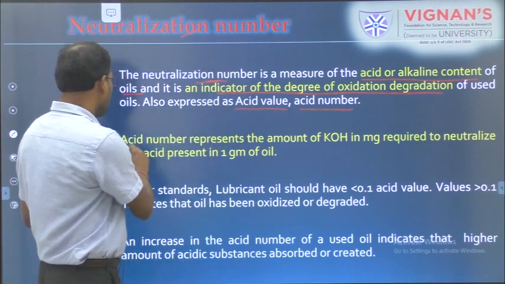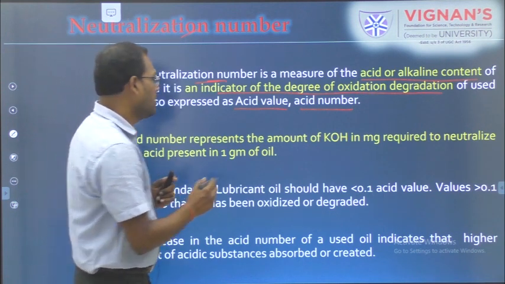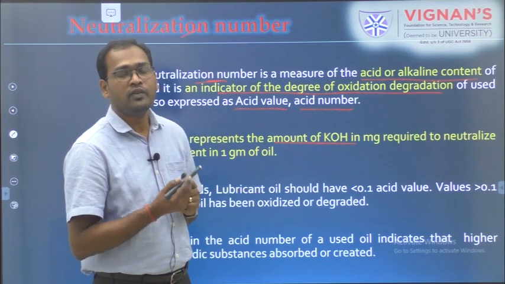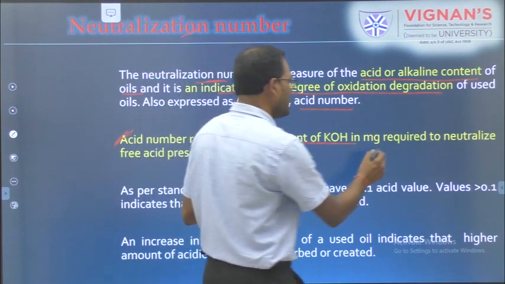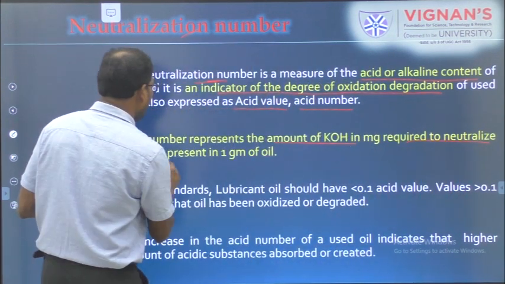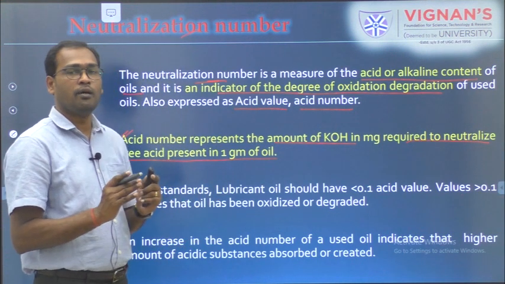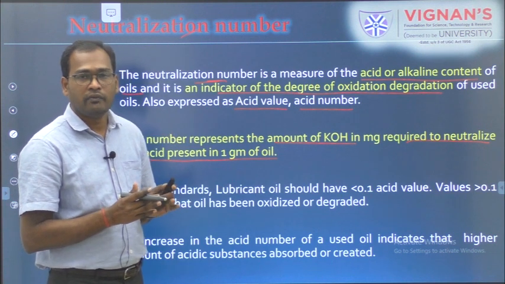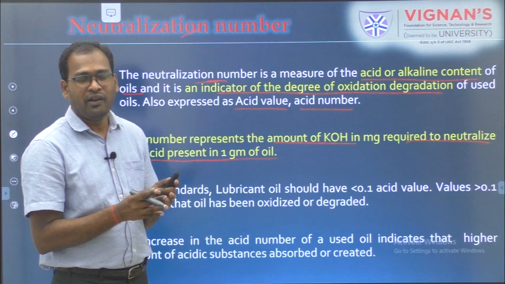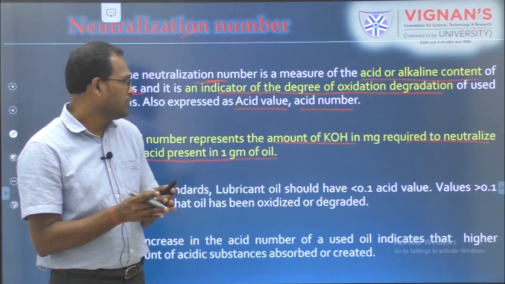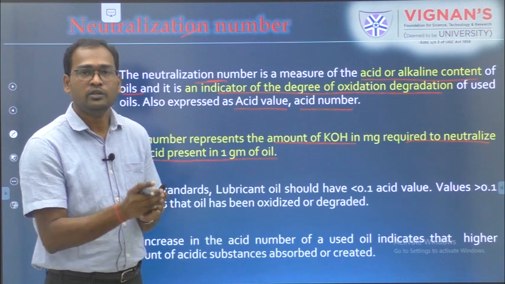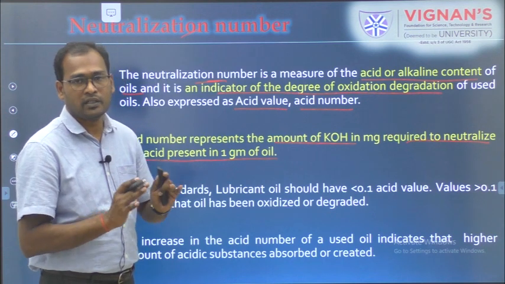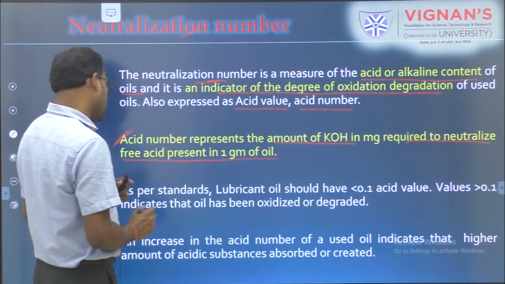By definition, this neutralization number is represented as the amount of alkali, especially KOH, which is used to neutralize the free acid present in a fixed amount of oil. So the acid number, or neutralization number, by definition is the amount of alkali, that is KOH, in milligrams, which is required to neutralize the free acid present in a fixed weight of oil. Okay, so this is your acid number, right?